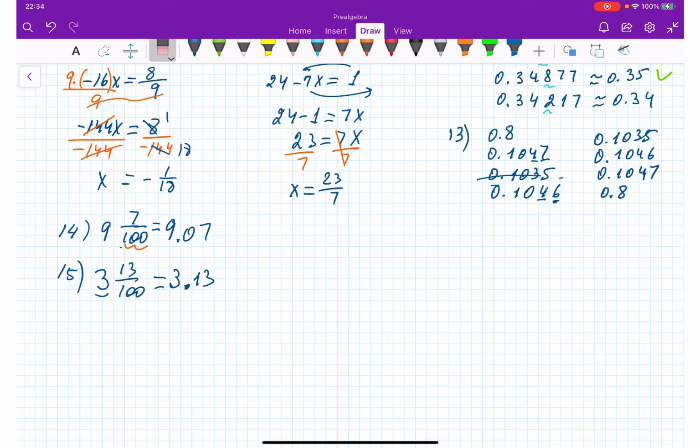Next number, 16. Nine and 1 over 100. So if I have 1 dividing by 100, 1 and 2, right? Full stop. And plus 9, the whole number, it's going to be 9.01.